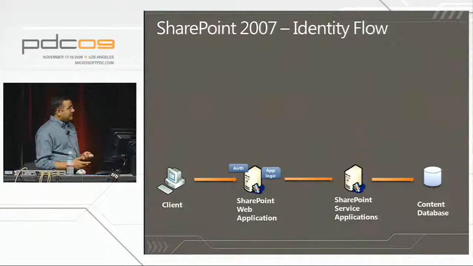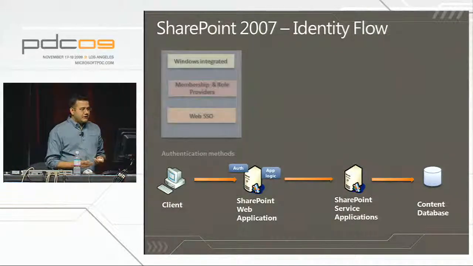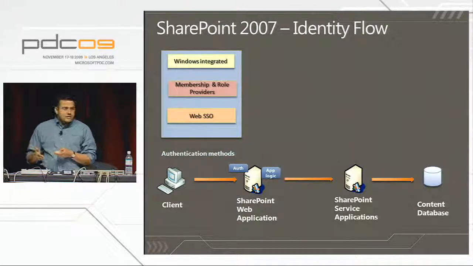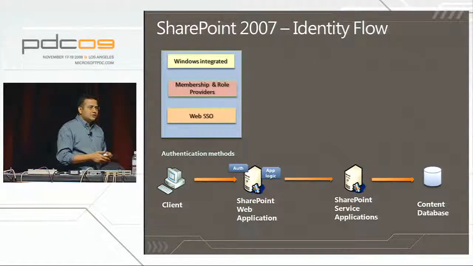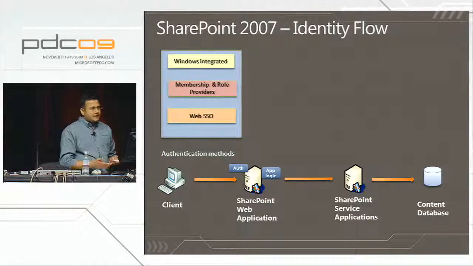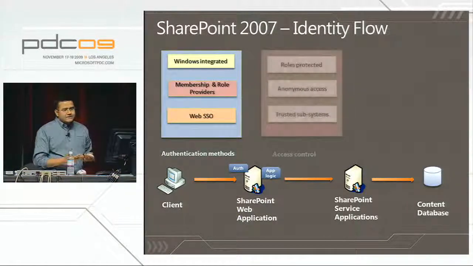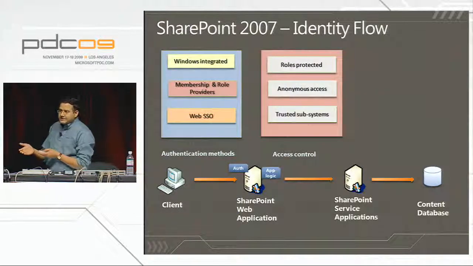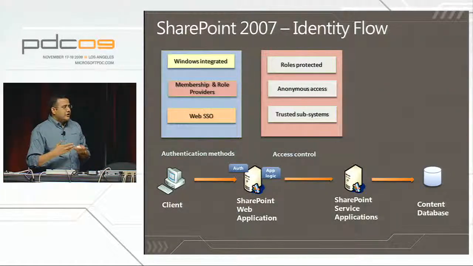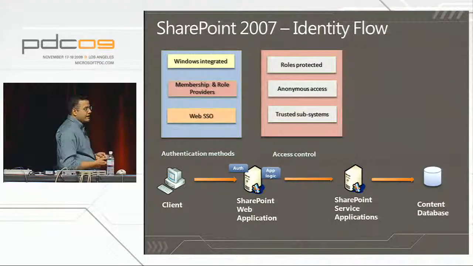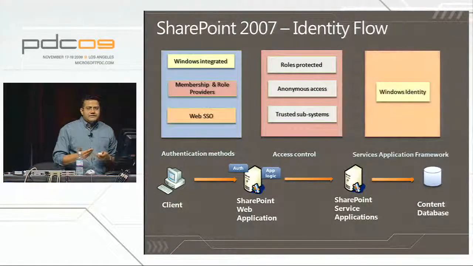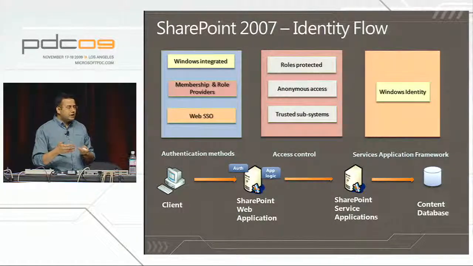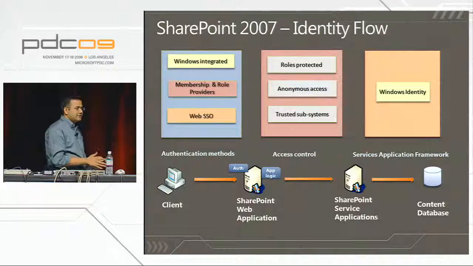With respect to the authentication methods, there are several: Windows Integrated Auth, ASP.NET membership and role provider auth, and then web SSO. Those are the top 3 authentication methods that are available for you today. From the access control standpoint, we have role-based access control as well as the trusted subsystem model you can use, or you can also configure anonymous access too. And on the shared services standpoint, there's a shared services framework that all the services are built on top of. Typically, it uses Windows identity as of today.